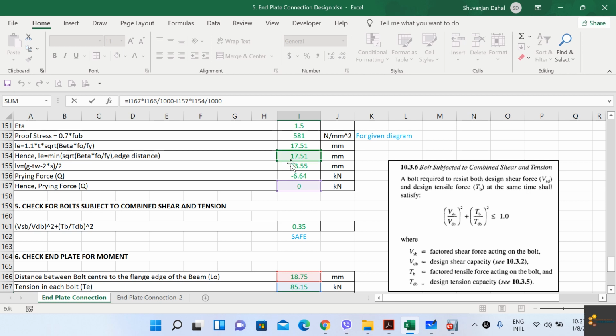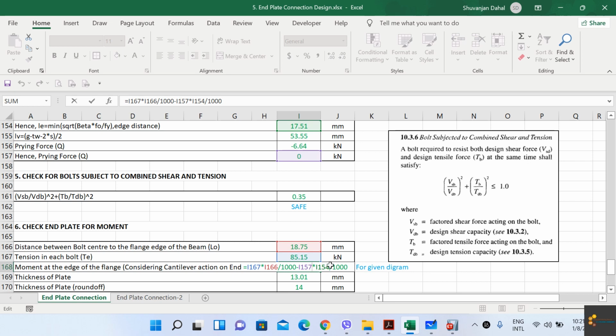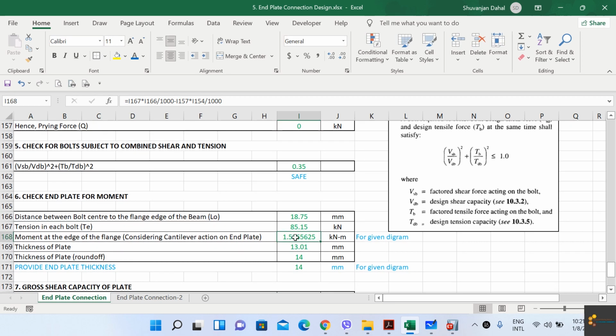Now we have to subtract the value of this prying force here, but since we got the value of prying force to be zero, this second term is not needed. So the moment at the edge of the flange is given by just this L0 into TE, which comes out to be 1.59 kilonewton meter.